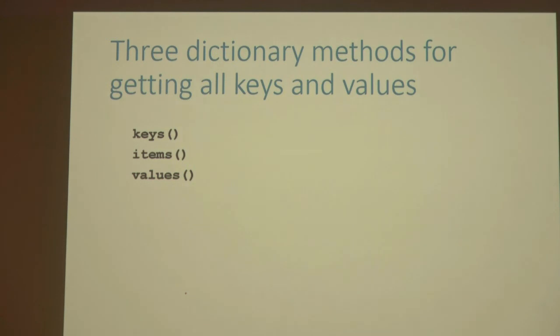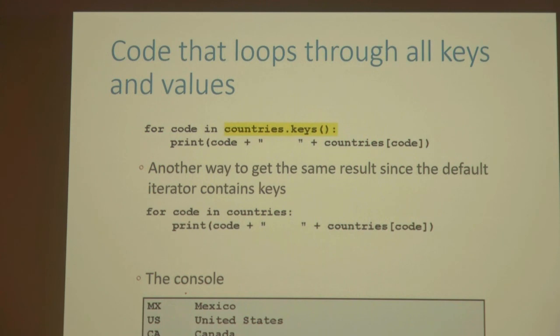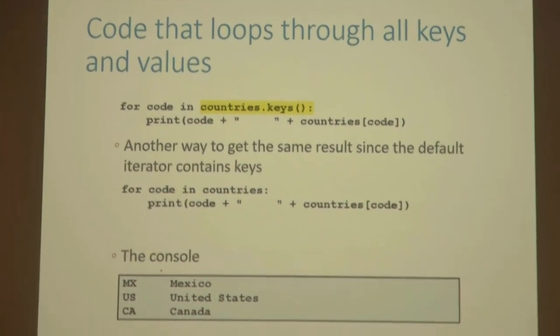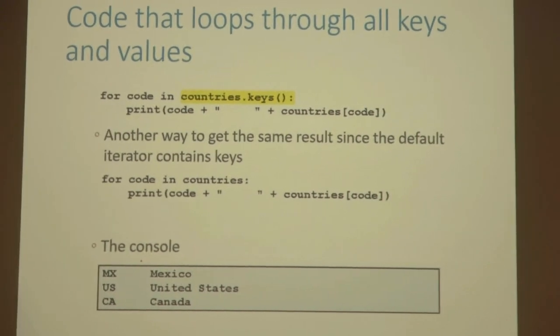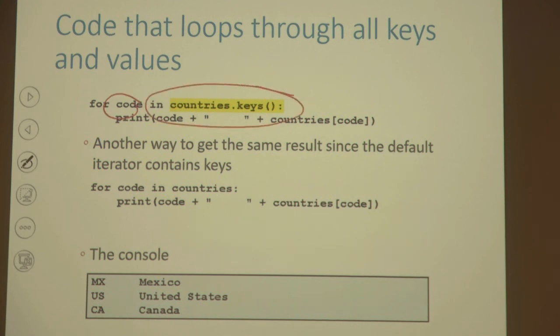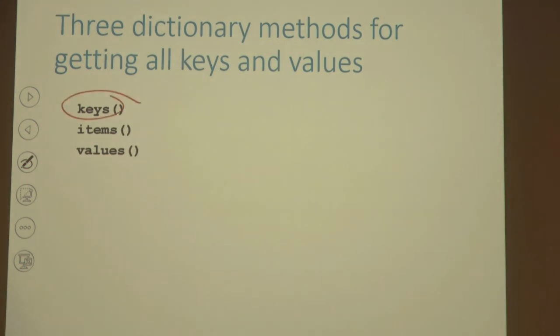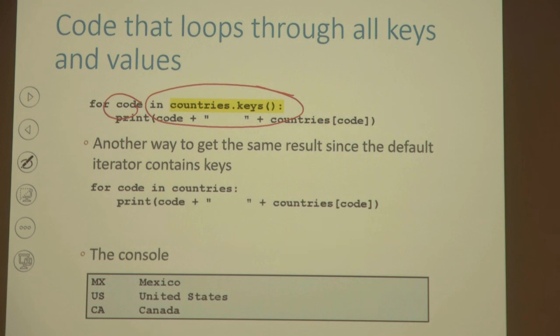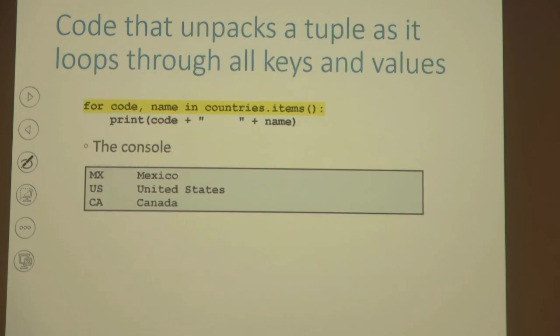There are three dictionary methods for getting all keys and values: keys, items, and values. Let's take a look. Remember we said for in. What does for in give you? Iteration. We iterate through the string, through list, tuple, and also we iterate with for in with a dictionary. So for code in countries.keys, remember we said it's a method. You could iterate through it.